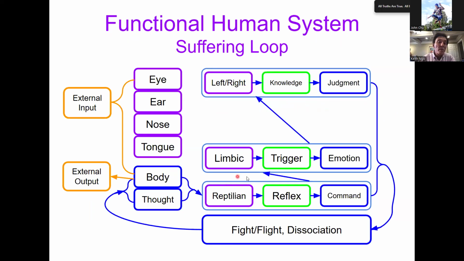So that's basically the four brain system, and this is the suffering loop. Things come in, right, establish these triggers, and we don't go through our midbrain. So all we have is judgment, and it gets us into fight, flight or dissociation, affects our body, affects our thoughts, and it just keeps looping. This never stops. And I see this so often in PTSD, I see this so often in addictions.